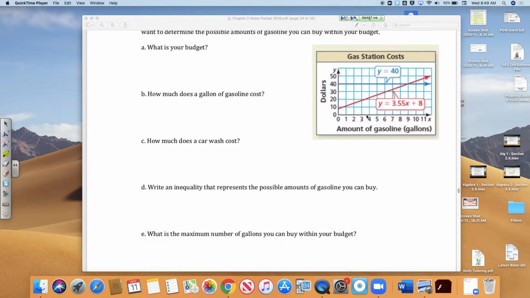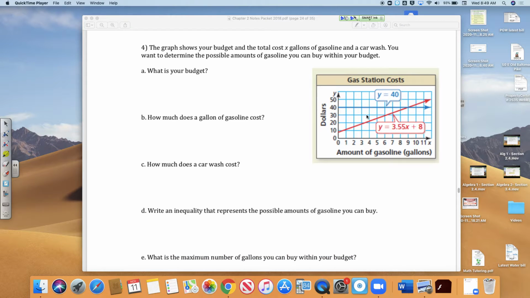And then the last one, number 4, was different than all the other ones. So the graph shows your budget and the total cost of x gallons of gasoline and a car wash. You want to determine the possible amounts of gasoline you can buy with your budget. So we have 2 lines here. We see that this graph is about the amount of gasoline in gallons, which is representing x, versus the amount of dollars, which is representing y.